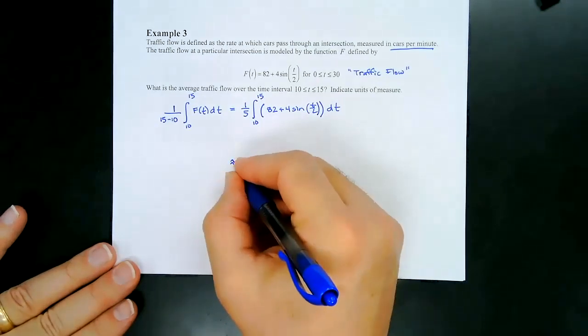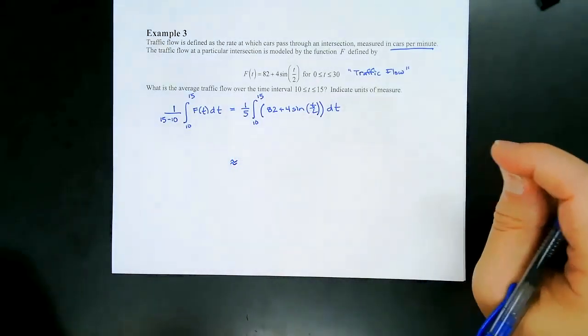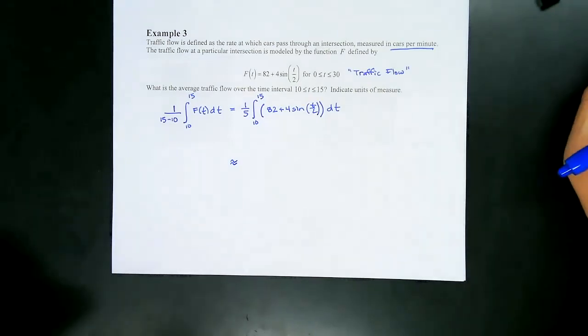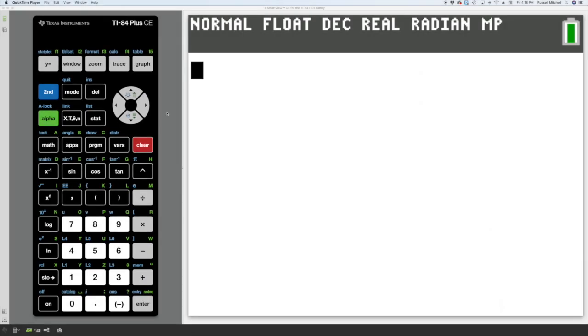And I should be putting approximation, okay? So we're going to go to our calculator and we're going to put this in. So again, we want to find the average value. So we're going to press alpha x to get the fraction. And this is 1/5.